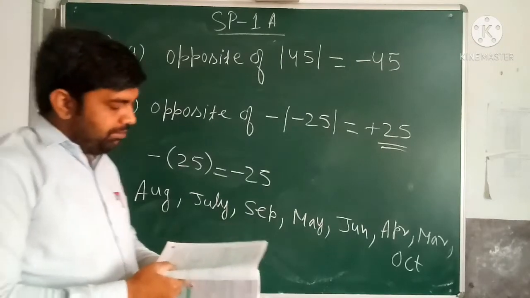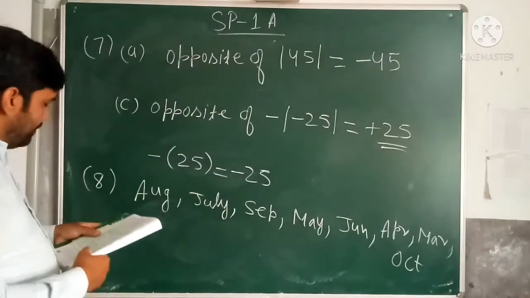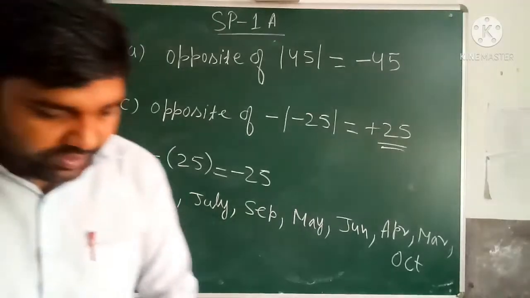That is the temperature of Vostok, Antarctica. Okay, like this we have to do. Now we move to the next question. Question number 9: use a number line to find each sum.